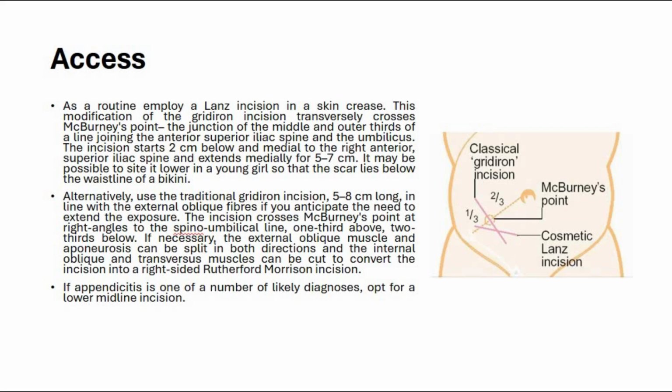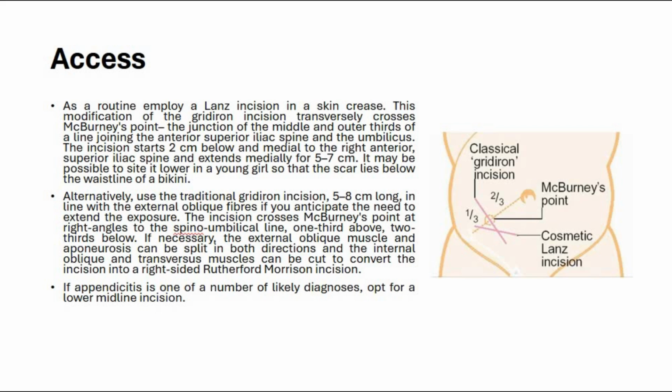Alternatively, use the traditional gridiron incision, 5 to 8 cm long, in line with the external oblique fibers if you anticipate the need to extend the exposure. The incision crosses McBurney's point at right angles to the spino-umbilical line, 1/3 above, 2/3 below. If necessary, the external oblique muscle and aponeurosis can be split in both directions and the internal oblique and transversus muscles can be cut to convert the incision into a right-sided Rutherford-Morrison incision. If appendicitis is one of a number of likely diagnoses, opt for a lower midline incision.